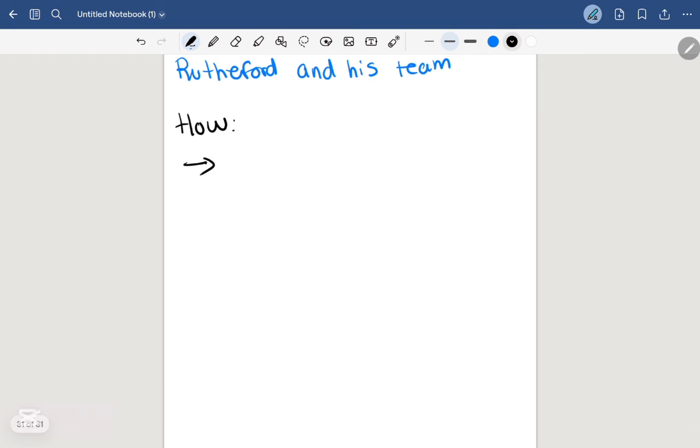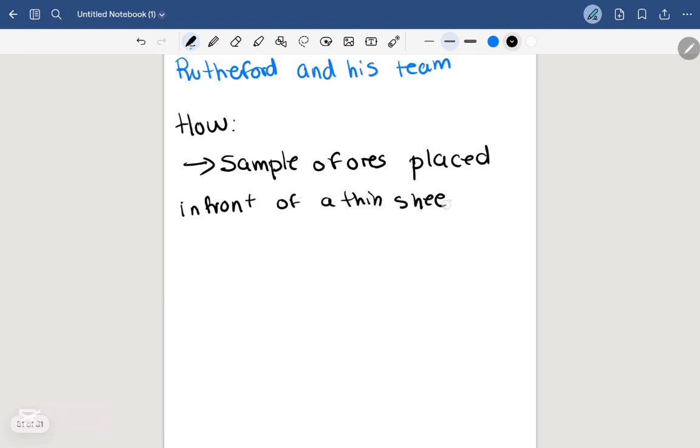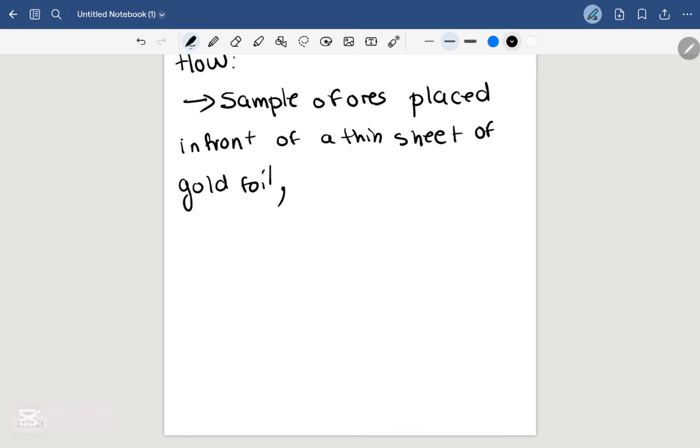First of all, we know that Rutherford and his team got what? They got a sample of ores, and they placed these ores in front of what? In front of a thin sheet of gold foil. So they took a sample of ore, and what did they do? They placed it in front of a thin sheet of gold foil. Now, what did they do after this? They decided to study the behavior of the emitted particles. So they started shooting particles of the ore into the sheet.